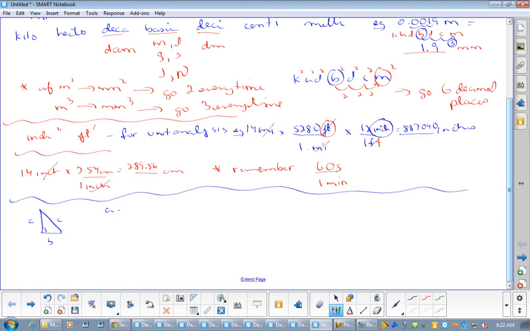What is A? Altitude. See, that's not on your sheet. B equals base. C equals hypotenuse. Now, what do we know about these two always? Yeah, they share the right angle.